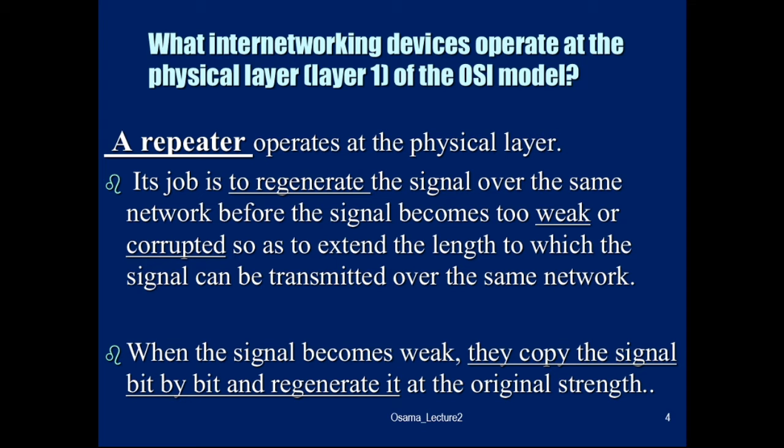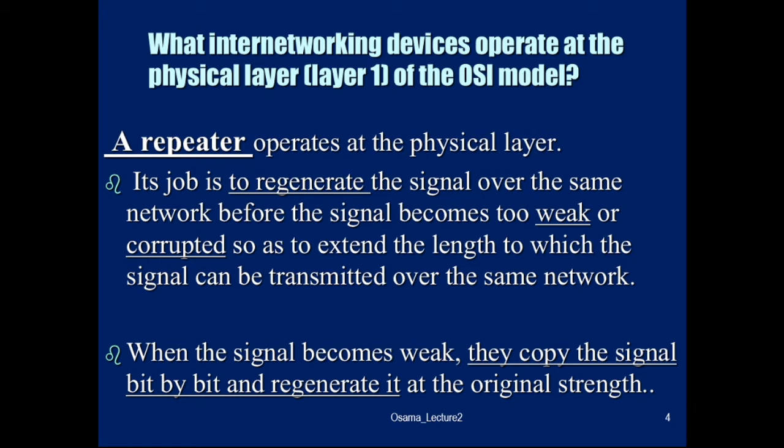Number two, the job of the repeater is to regenerate the signal over the same network. When the signal becomes weak, it regenerates it to be strong. Regenerate the signal over the same network before the signal becomes too weak or corrupt, before the signal is transmitted over the network.